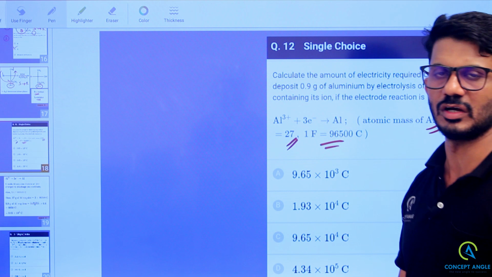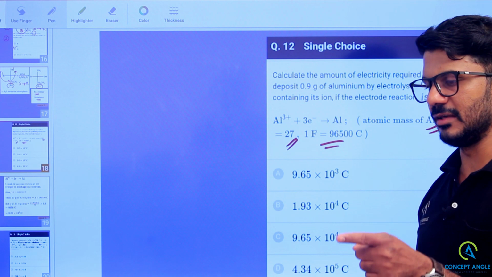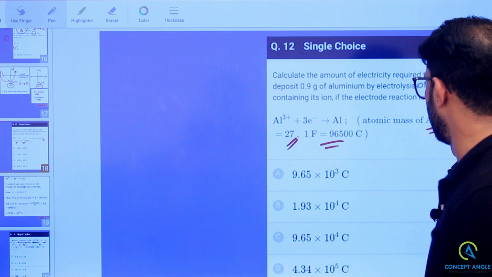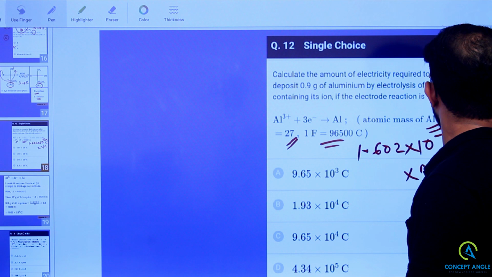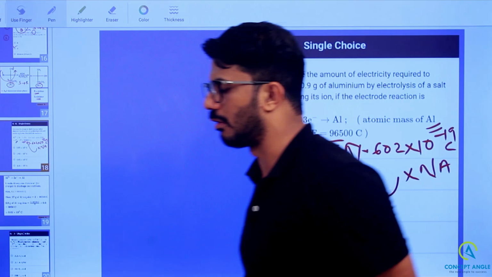First of all, what is 1 farad? 1 Faraday is the charge carried by 1 mole of electrons. What is the charge of 1 electron? That is 1.602 into 10 raised to minus 19 coulombs. That into Avogadro number is 1 Faraday, 96500 coulombs. Okay, that is the charge of 1 mole of electrons.